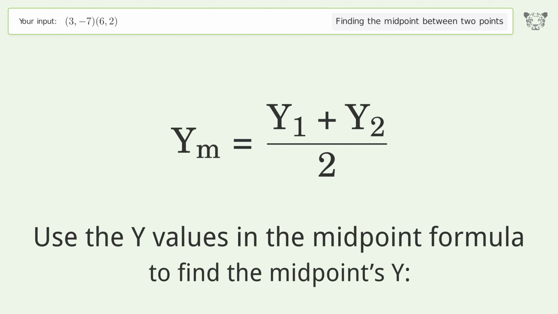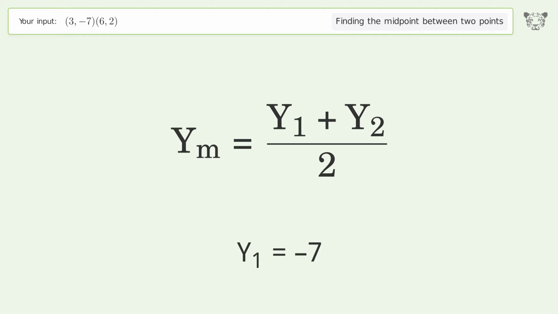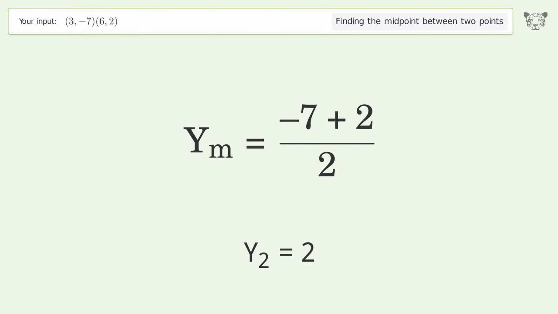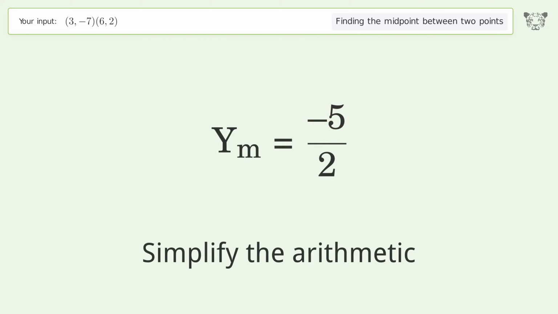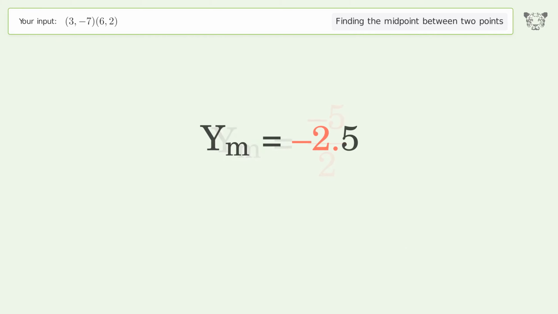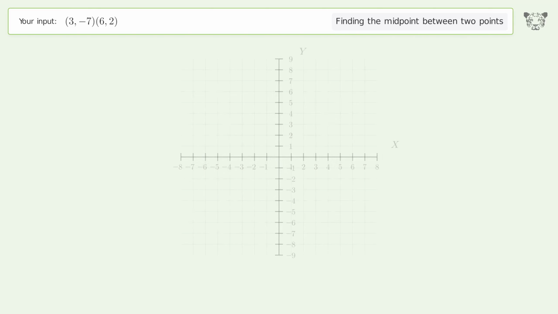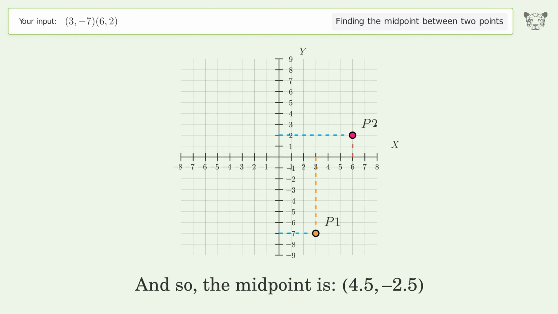Use the y values in the midpoint formula to find the midpoint's y. y1 equals negative 7. y2 equals 2. Simplify the arithmetic. And so, the midpoint is 4.5, negative 2.5.